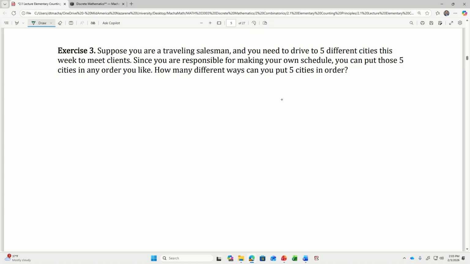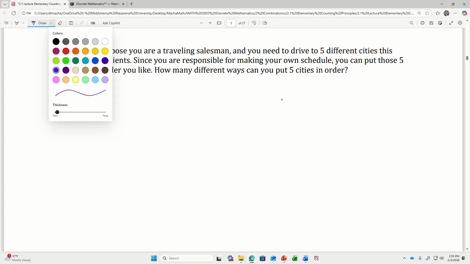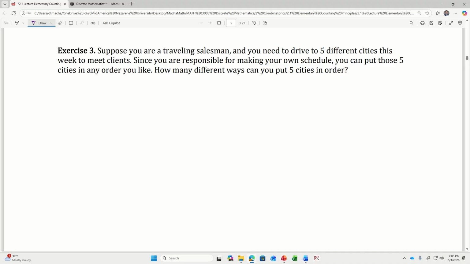New question. Suppose you're a traveling salesman and you need to drive to 5 different cities this week to meet clients. You're responsible for making your own schedule, so you can put those 5 cities in any order you like. How many different ways can you put 5 cities in order? What is 5 factorial, Hudson? 5 times 4 times 3 times 2.